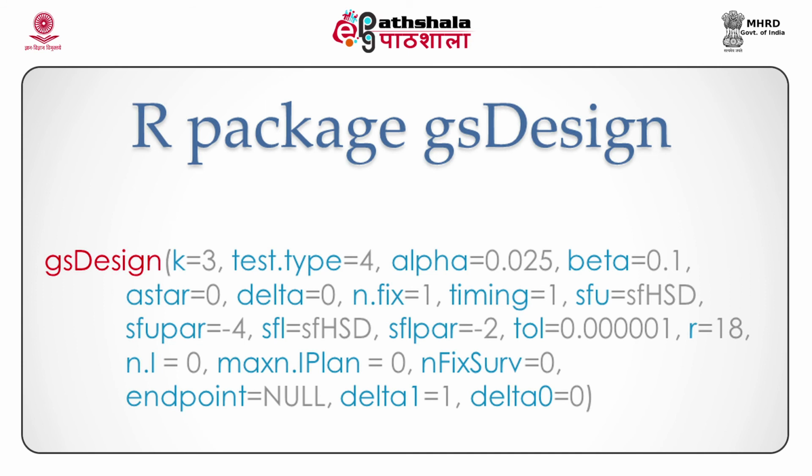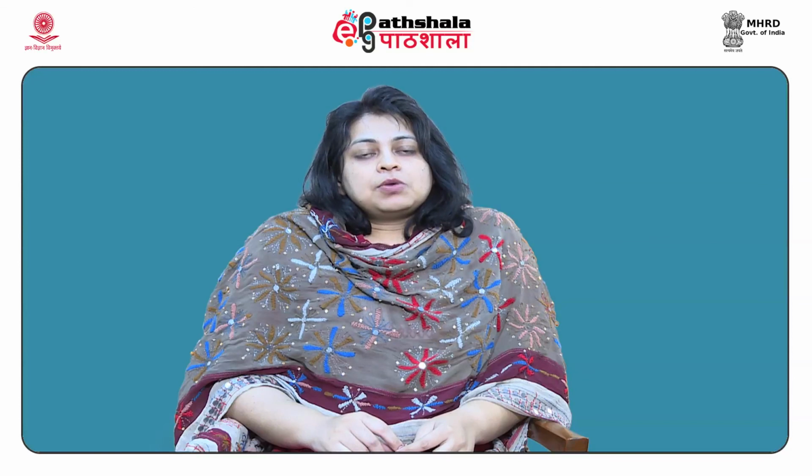The tolerance r is an integer value controlling the grid for numerical integration. n.I is used for resetting the bounds when the timing of analysis changes. maxn.IPlan is used for resetting bounds when the timing of the analysis changes from the initial design. nFixSurv is used if a time to event variable is used. Endpoint is an optional character string that should represent the type of endpoint used for the study. delta1 and delta0 may be used to store information about the parameter scale, and delta0 is the null hypothesis parameter value on the natural parameter scale. In the next module, we shall consider these options, the output and implementation of the gsDesign using an example.